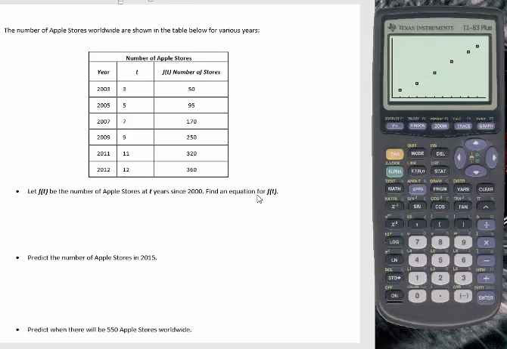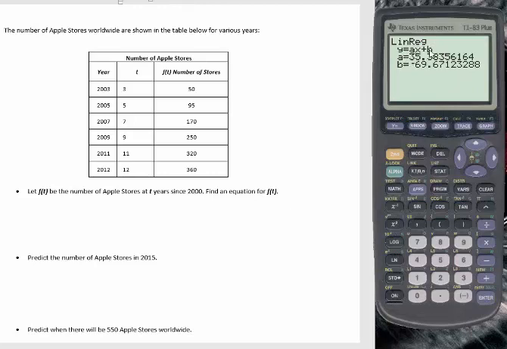So how am I going to find an equation for f of t? Well, your calculator will do this for you. You're going to hit stat, go over to calc, and you want option number 4, linreg. You're going to see something like this. If you have a TI-84 or higher, you're going to see something else. You're just going to press down, down, down until you get to the calculate button, and then hit enter again. And you should see something like this.